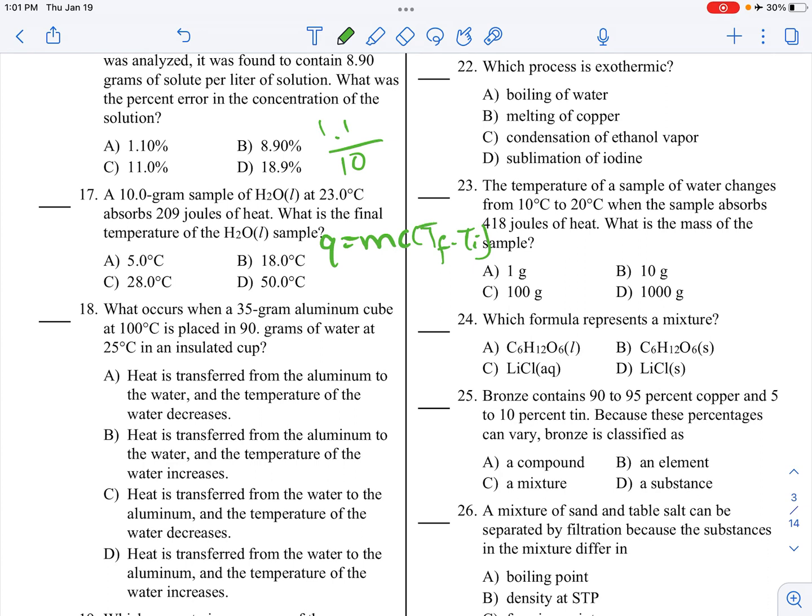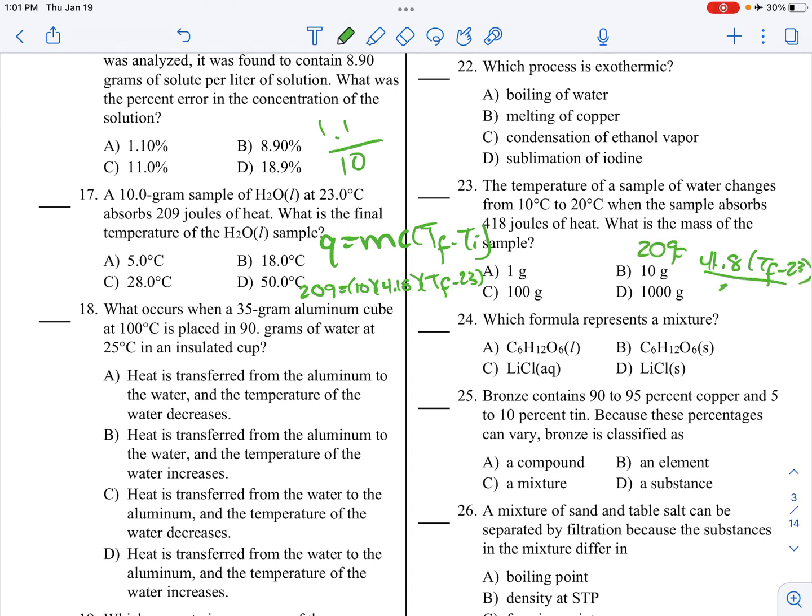So 209 equals 10 times specific heat of water is 4.18. T final, I don't know. T initial is 23. So 4.18 times 10, I don't have a lot of room here, I apologize, is 41.8 times T final minus 23 equals 209.